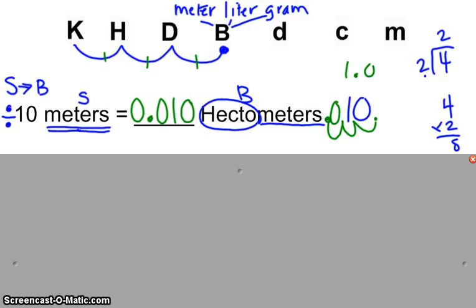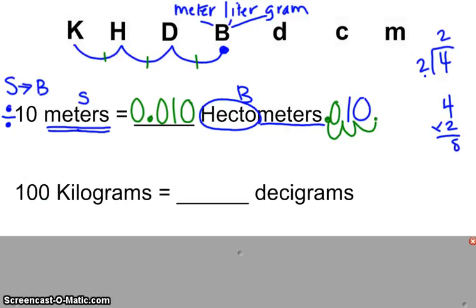I placed an extra 0 in front of the decimal point. You can see it didn't change the value. Not at all. I still have 0 out here. I just didn't place it. This makes it easier for the reader. All right, let's do another one.